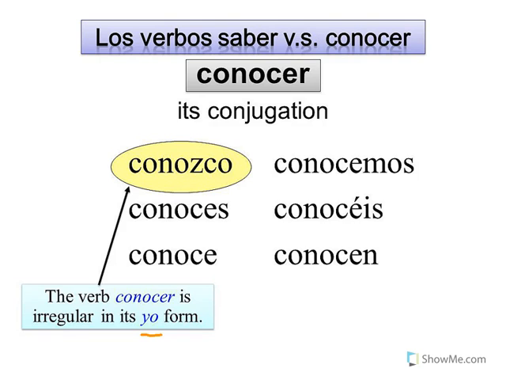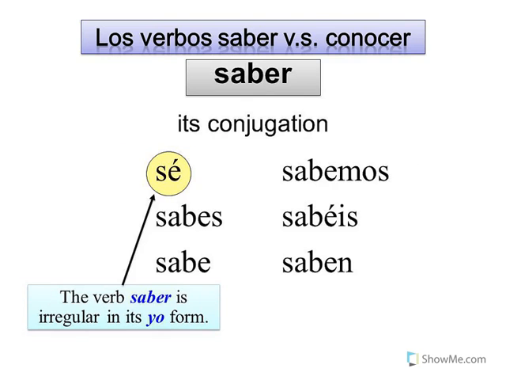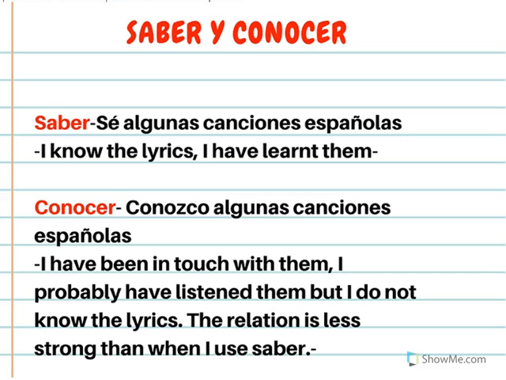Let's see how it will work for the verb saber. Saber is also irregular in the yo form, needs to be learned by heart, and the conjugation goes as follows: sé, sabes, sabe, sabemos, sabéis, saben. So please note that the memorization is very important for learning how to conjugate the irregular verbs.